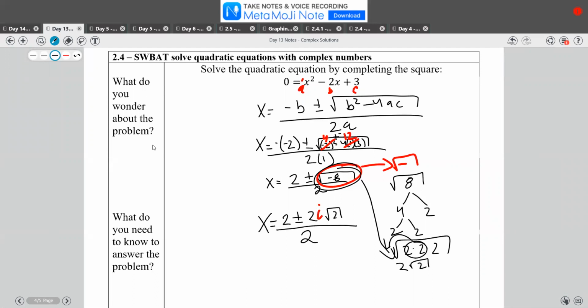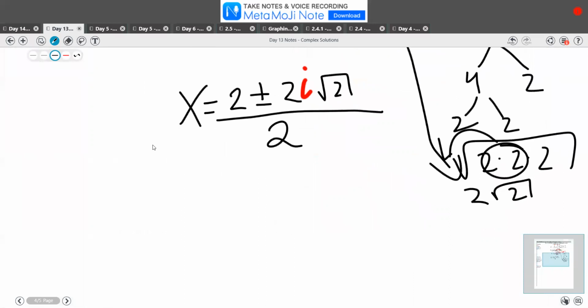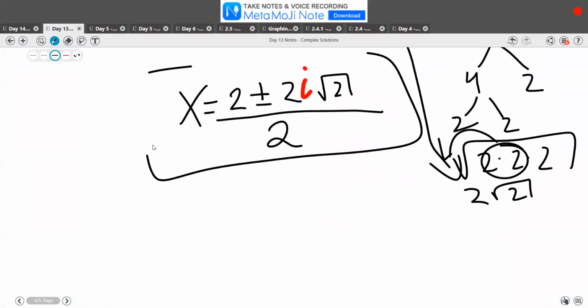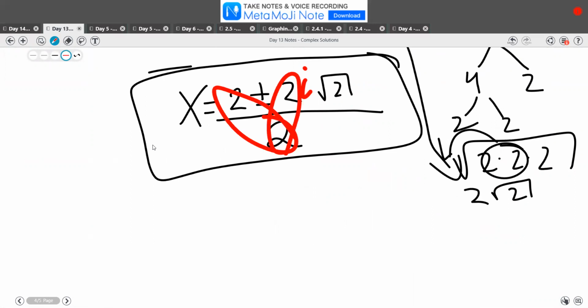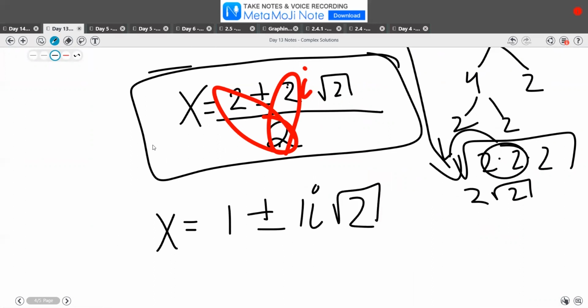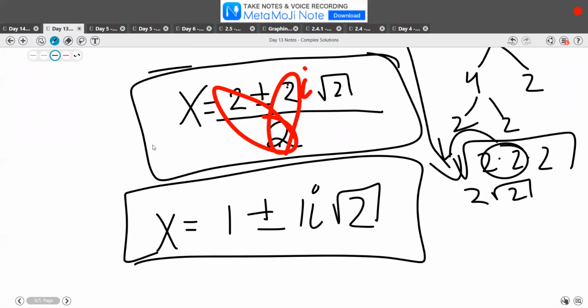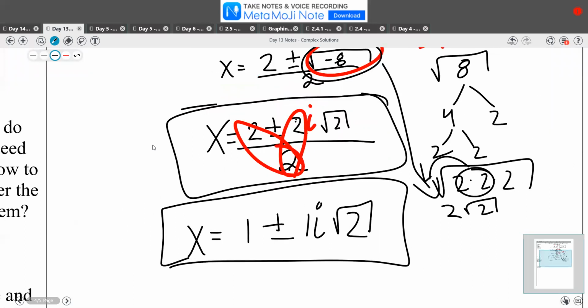Okay. One thing that I would mention is, yes, this would be your answer. And it's an imaginary answer, but you need to simplify it. So I could actually divide both by 2. So I would be left with x equals 2 divided by 2, which is 1, plus or minus 2 divided by 2, which is also 1i radical 2. So that would be your simplified complex solution.